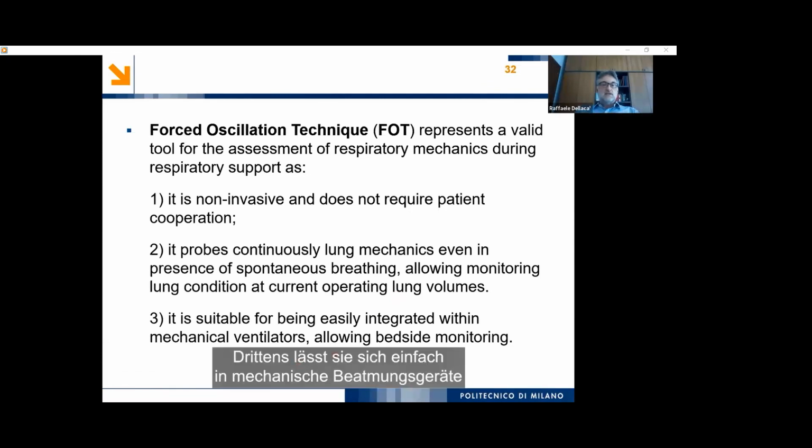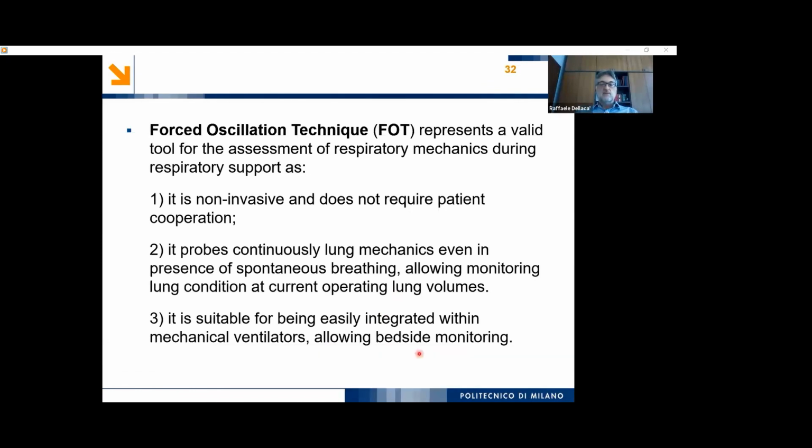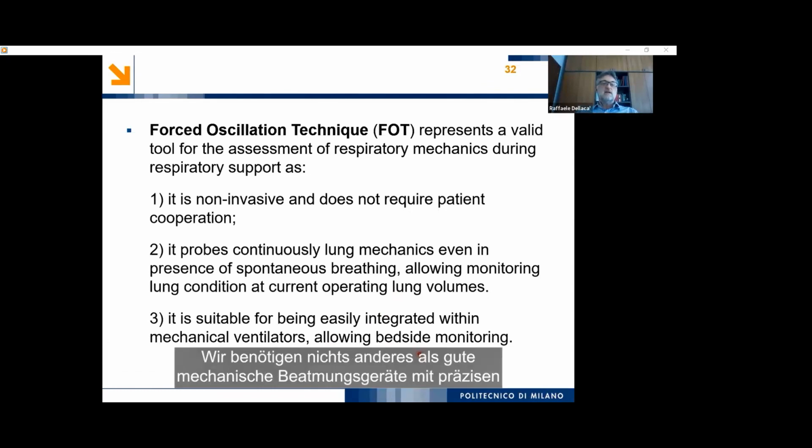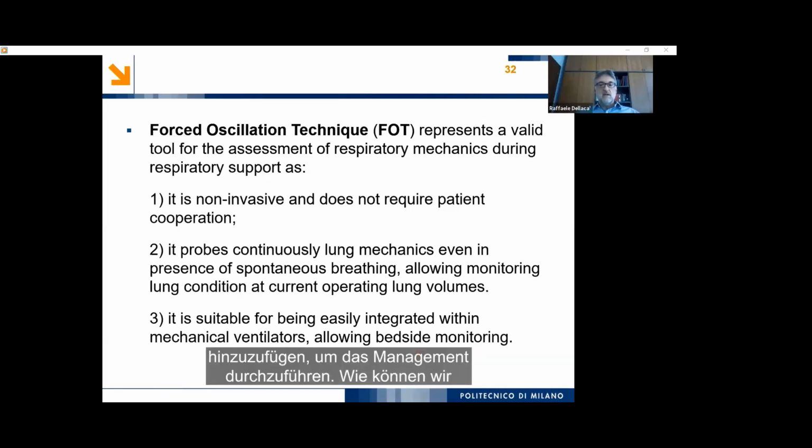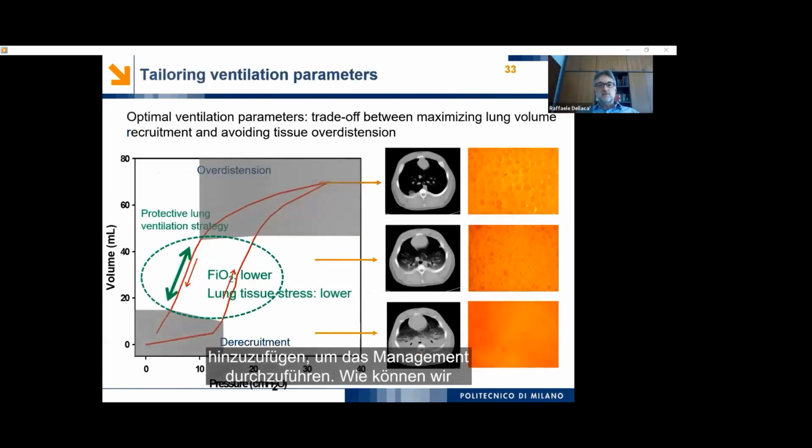And three, it is suitable for being easily integrated within mechanical ventilators, allowing bedside monitoring. We don't need anything else than good mechanical ventilators with accurate flow and pressure measurements, which is now commonly available. So it is possible to implement this technology inside ventilators without needing extra connections, equipment, anything that should be added to the patient for doing the measurements.